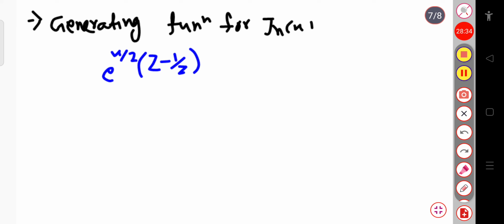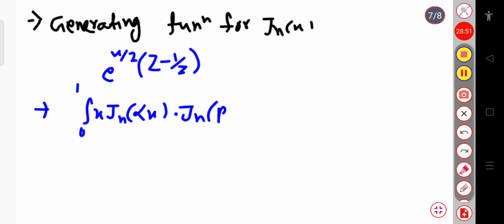This is the generating function for the Bessel function. And here the orthogonality of the Bessel function you can write as integral from 0 to 1 of x Jn(alpha x) Jn(beta x) dx equal to 0. So the direct question can be asked in your exam. Okay. Now also we will see the Hermite differential equation.